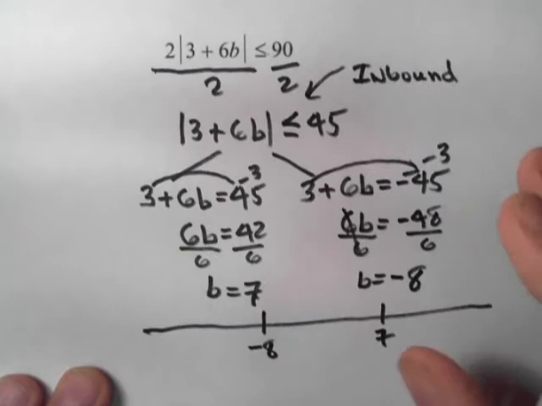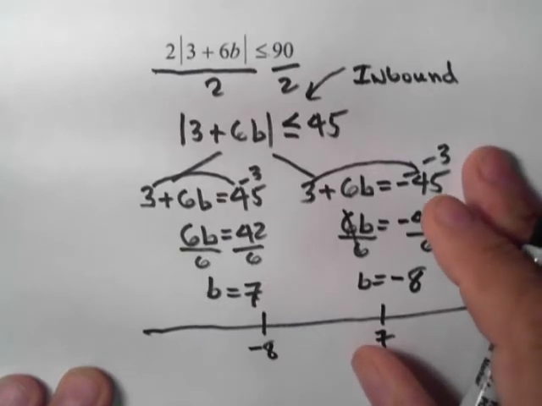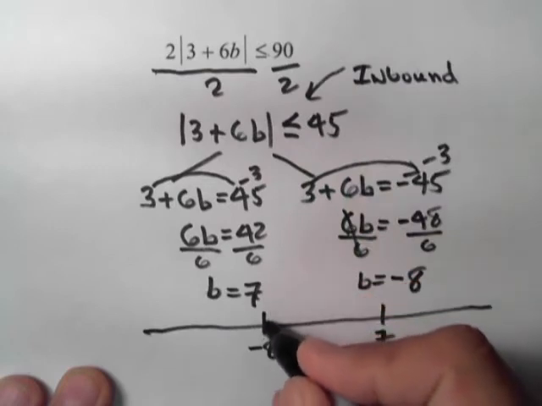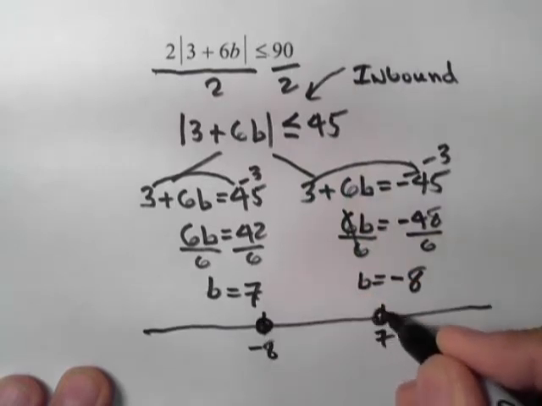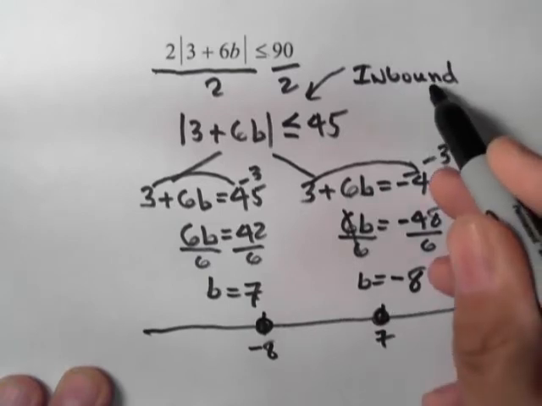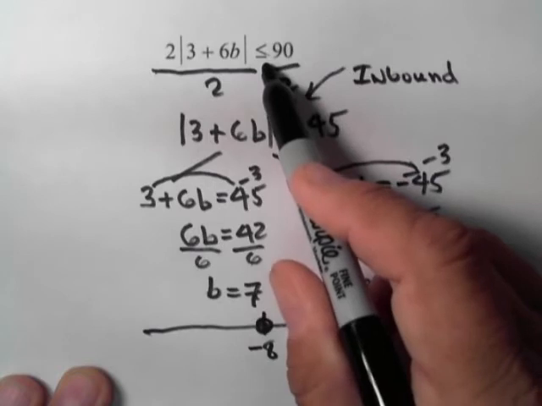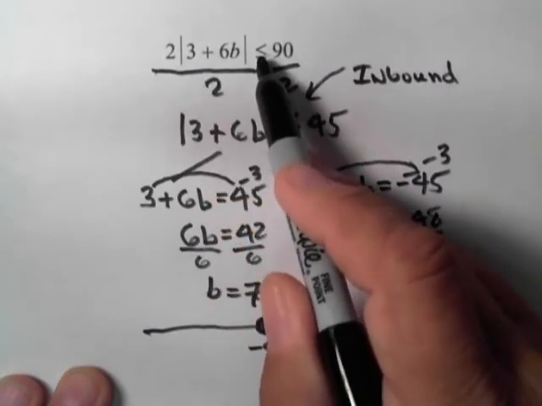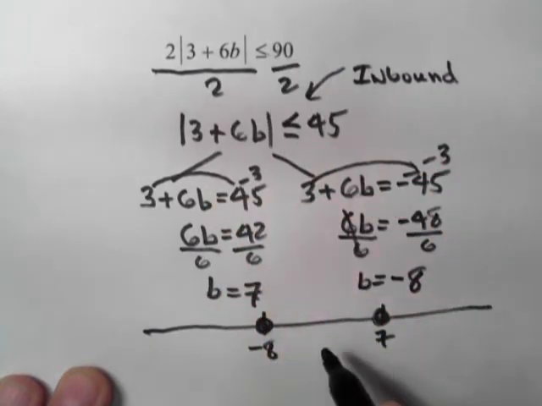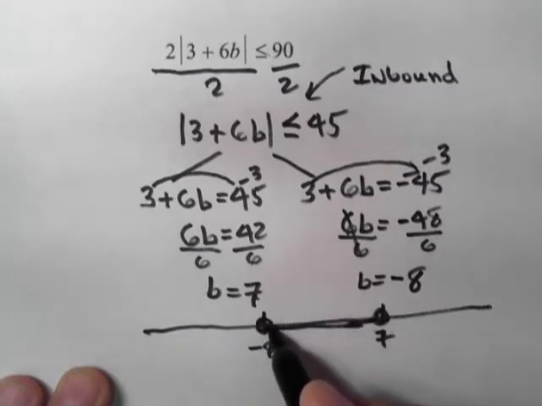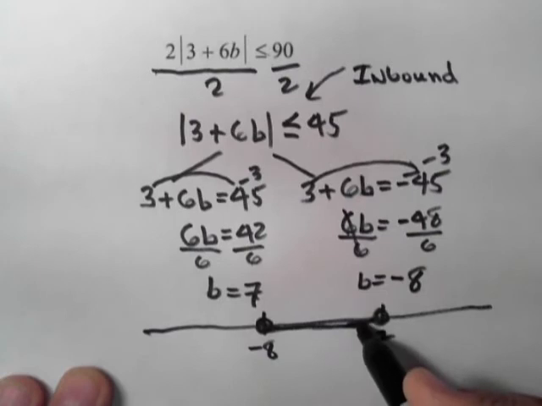Okay, now the original inequality up here. Notice that we had an equal bar, so that means the boundary points are going to be solid. And this is an inbound again. We knew that right from the beginning up here, since the absolute value was smaller. Okay, and then inbound means in between. And so here we are. There it is as a graph.